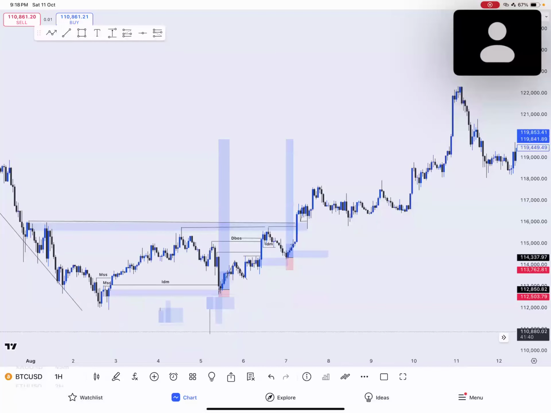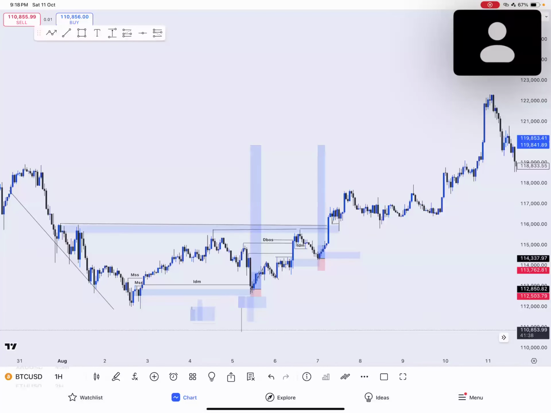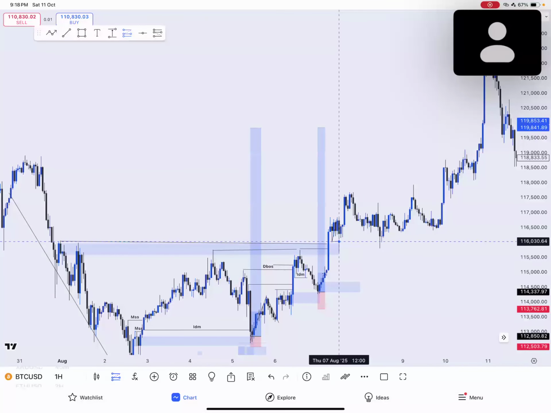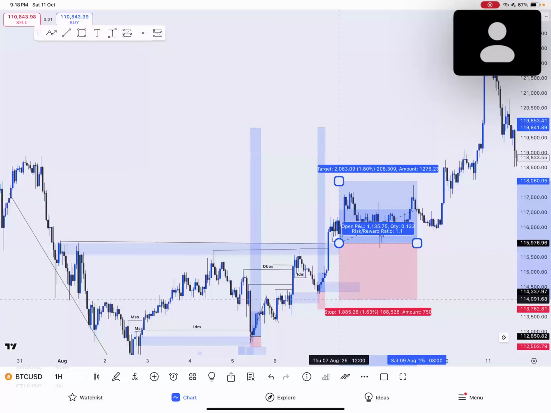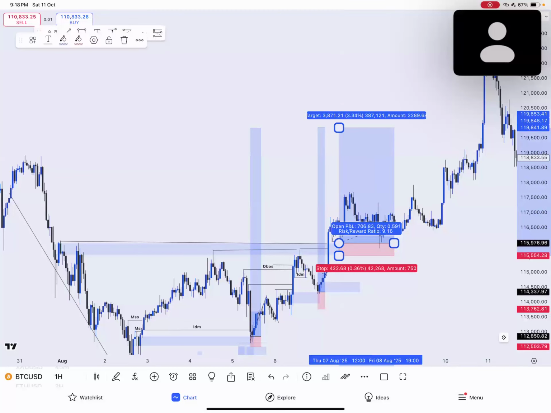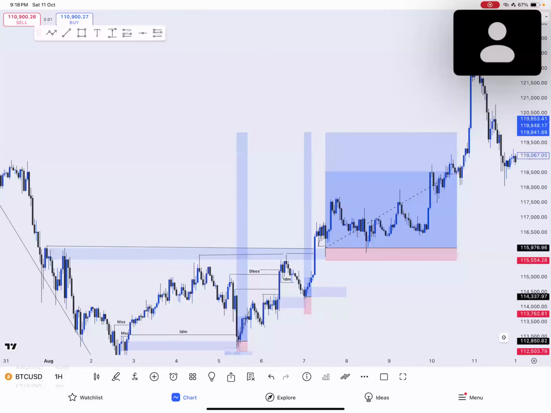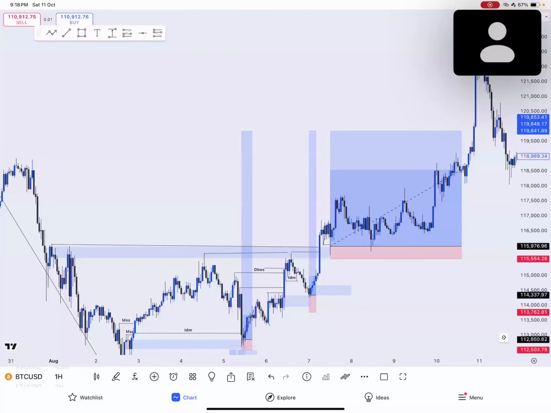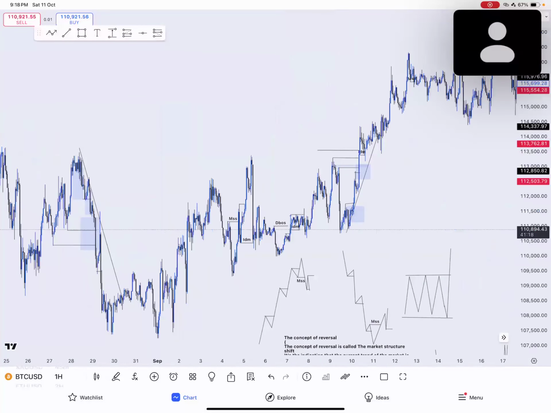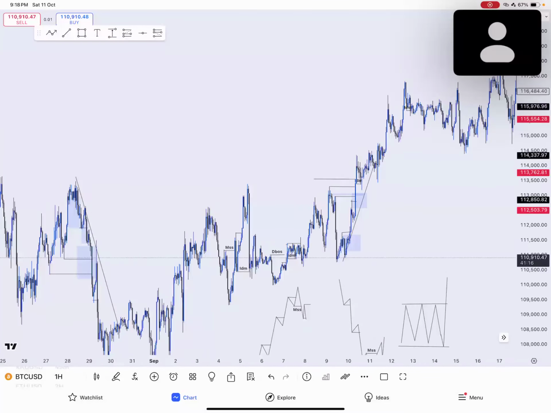I just want you to know that even if I missed this first buy, I would have gotten in from this continuation here. And even if I missed the continuation here, I would have still gotten in from this continuation here, from the same double break of structure and inducement. So it's the same thing over and over again.